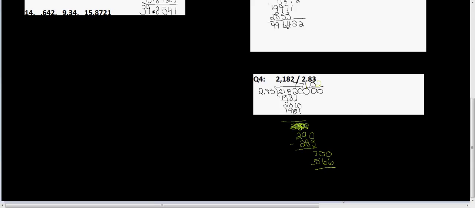So, our answer for this question, how many times can 2.83 go into 2182, is 771.02 times. Decimals back in. You can double check that by multiplying 771.02 times 2.83, and you're going to get 2182. That's the end of the tutorial on decimals.